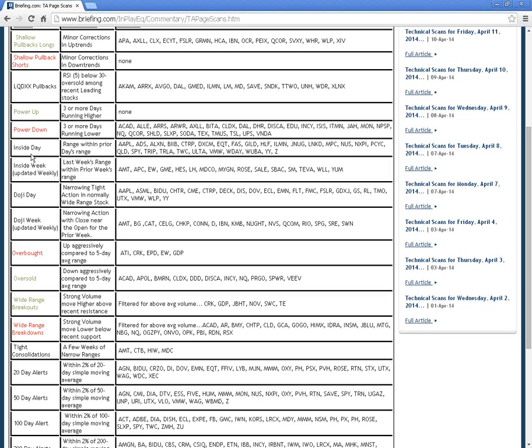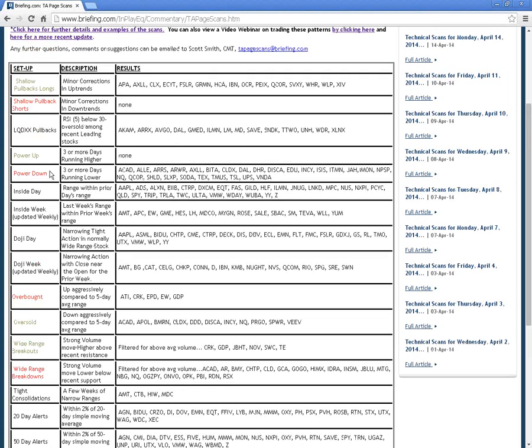I'm going to skip this middle area here. This is called Inside Days, Inside Weeks, Doji Days, and Doji Weeks. And I'm just going to jump up to Power Ups and Power Downs. These are very similar to the Overbought, Oversold. However, instead of being extended on a 5-day average range, it focuses more on the stocks that are running for 3 days higher or 3 days lower.